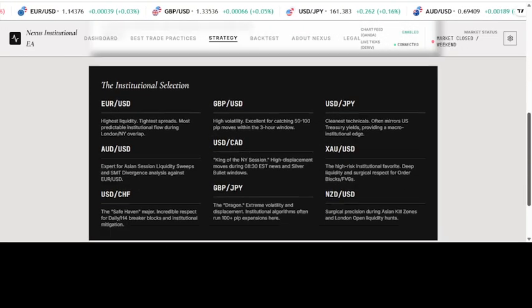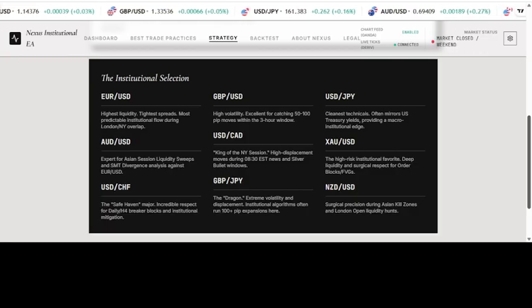All right, now as far as the currency assets that I've implemented into the EA here, it trades, of course, the Euro US dollar, which is the most heavily traded currency pair. It has the highest liquidity, tightest spreads, and it's the most predictable institutional flow during the London New York overlap. Then we have the Great British Pound, US dollar, high volatility, excellent for catching 50 to 100 pip moves within the 3-hour window that I talked about. The US dollar JPY has the cleanest technicals, often mirrors the US Treasury yields, providing a macro institutional edge.